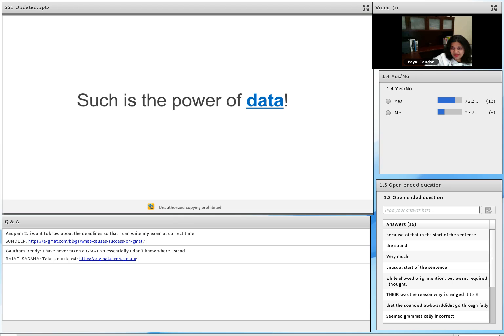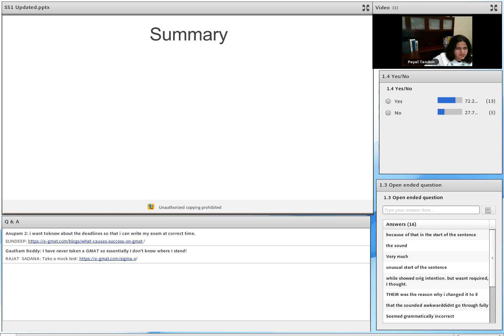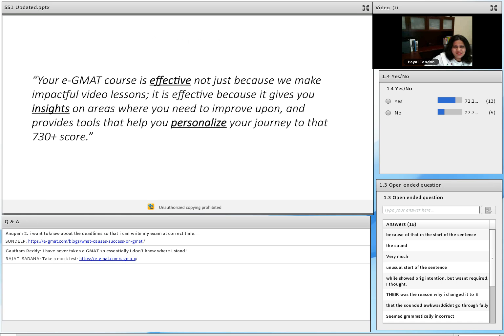And that's the power of data. The data tells you where you need to focus. So again, your e-GMAT course is effective not just because, this is what he said, right? It's effective because it gives you insights on areas where you need to improve upon, and it provides tools that help you personalize your journey.